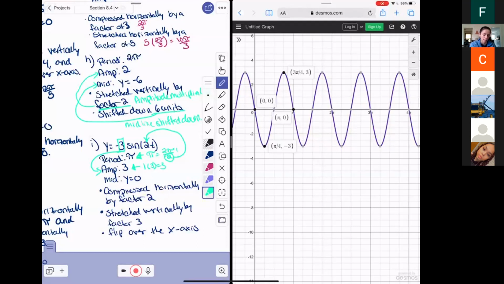And then flipped over the x-axis. Since we have a sine curve, we start at the origin and we flipped over the x-axis, so we went down first instead of going up. Any questions on I?